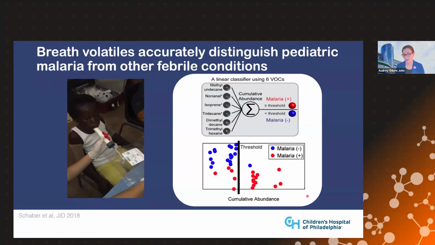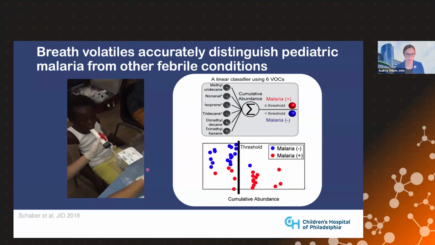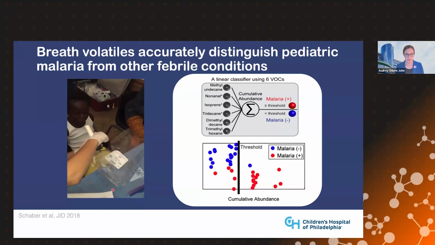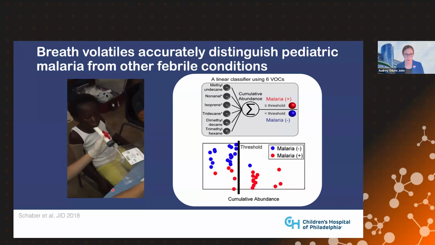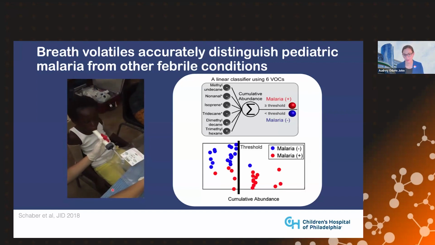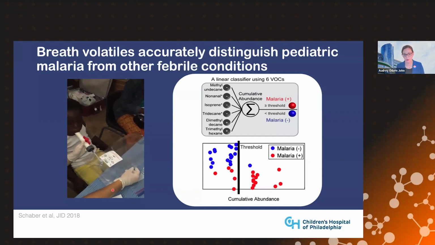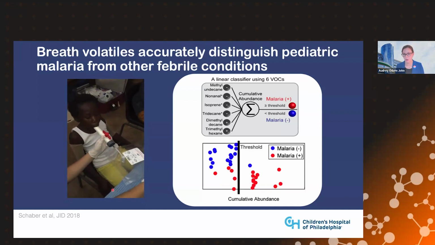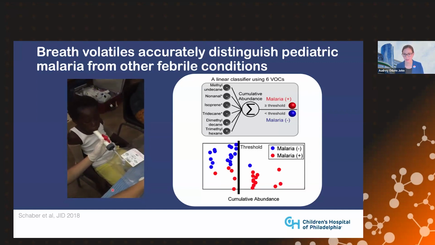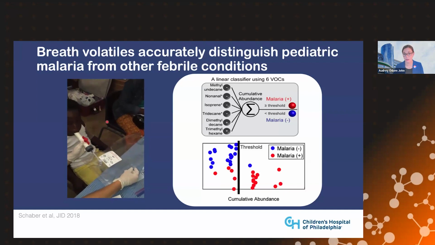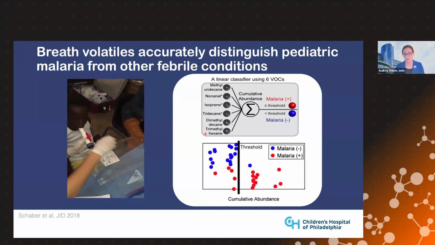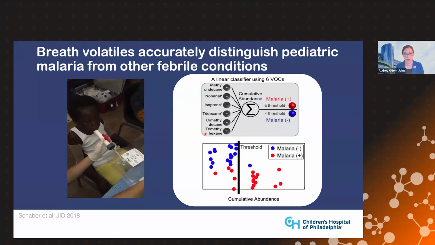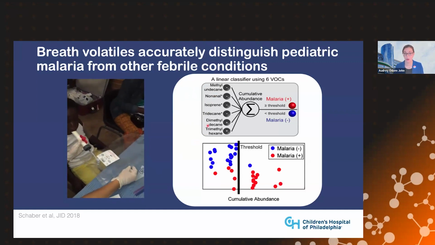And to summarize some work that's now published, we were able to utilize this breath collection system. This is just a video of how we do this in the field, where we have children exhale into a bag. We collect generally about 1 liter or more of exhaled breath from a child and then pump that over thermal desorption columns, which are then shipped to the US for GCMS. And using that initial analysis, we were able to identify 6 breath biomarkers that distinguished children who had malaria from children who had fever from other causes.